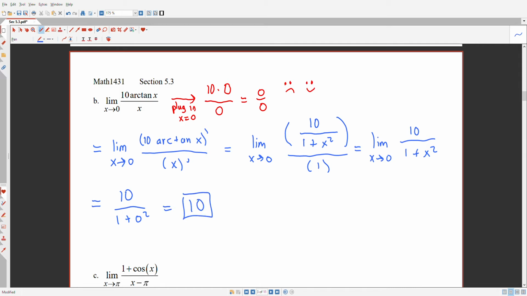So what's really going on, if you want to think about the original question? We're asking, okay, I've got these two functions, 10 times arctangent x, and x. They're both heading to 0, and they're heading at about the same rate. The top function is going about 10 times as fast, and so the result is 10.